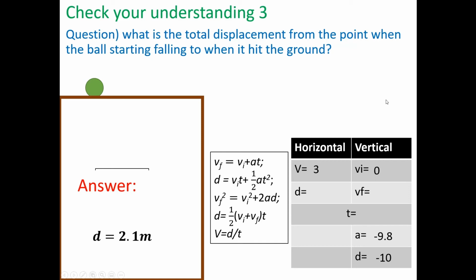So we're going to come to the third and final part of check your understanding. What is the total displacement from the point when the ball started falling to the point when it hit the ground? Pause the video and see if you can figure this one out just by remembering all the things you know about projectile motion. Okay, have you got the total displacement? Your answer should be 10.2 meters.